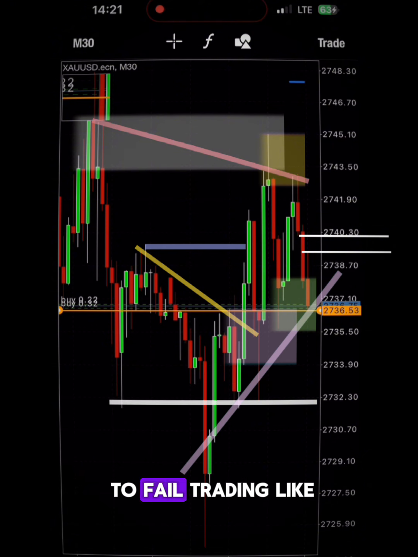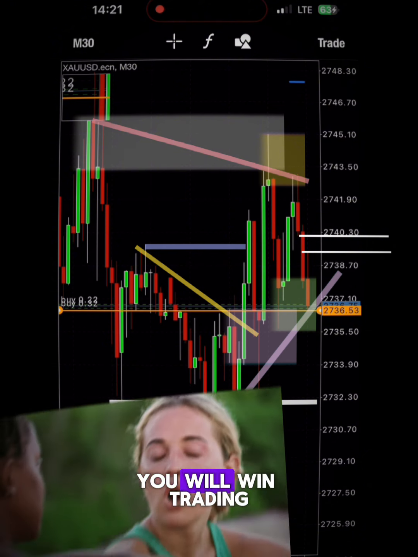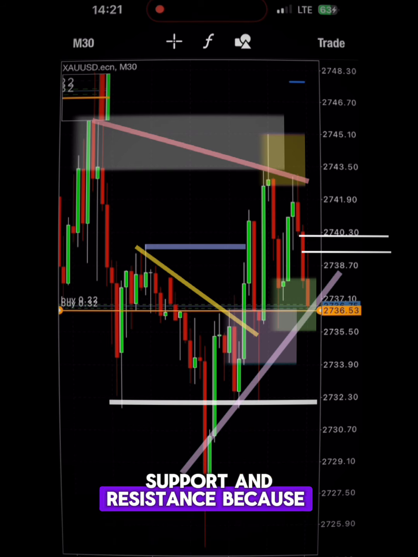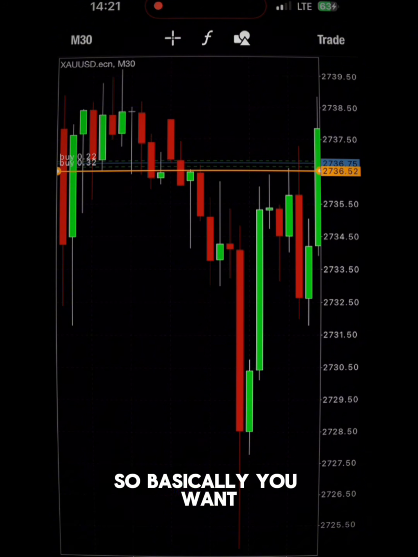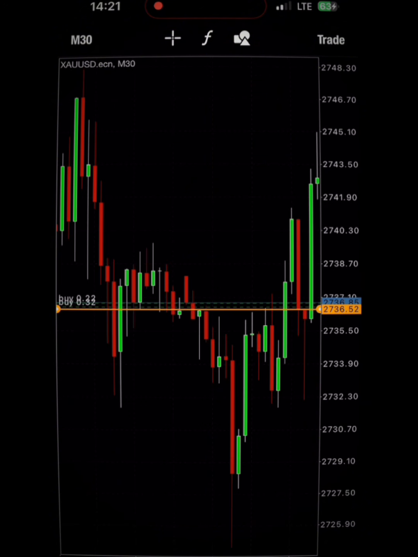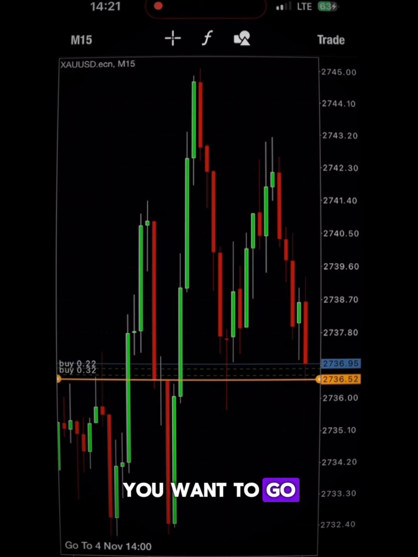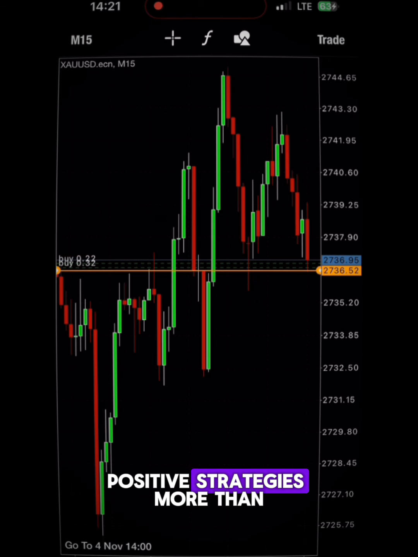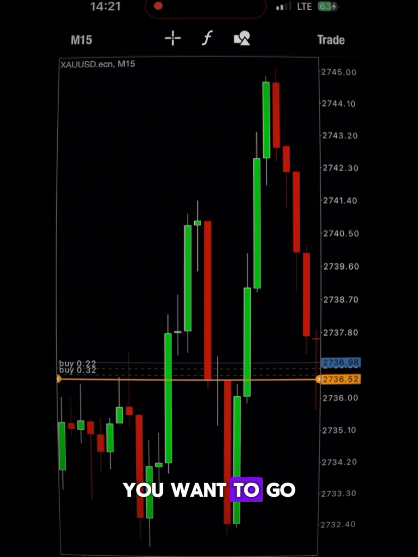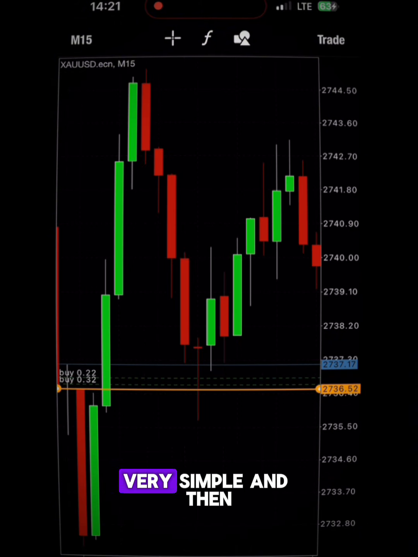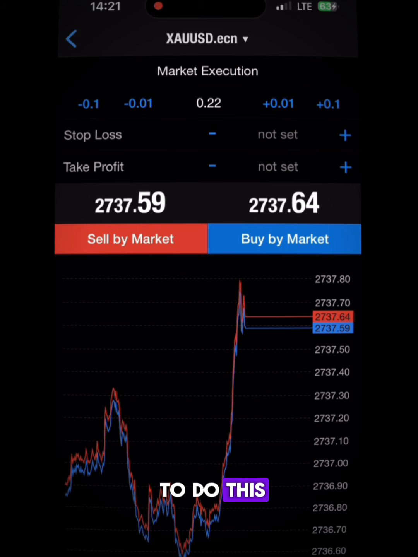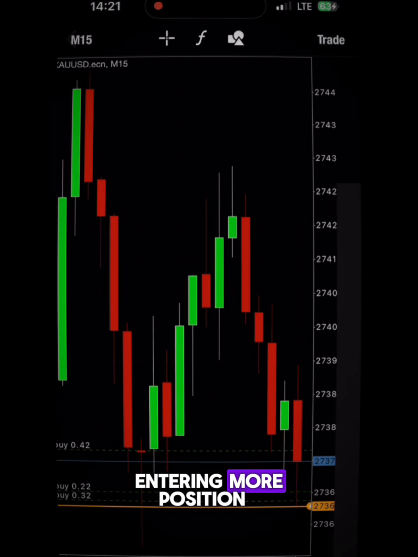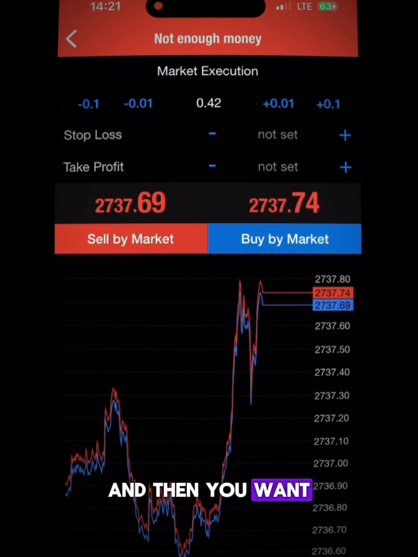So if you were to fail trading the breaker block, you will win trading the support and resistance, because it is still following the same bias. So basically, you want to be gauging both strategies. If the negative strategy is more than the positive strategy, you want to go with the negative. If the positive strategy is more than the negative, you want to go with the positive. It is very simple. And then when you have spammed the entry, if you see price going up, you want to start entering more positions, and then you want to play on your chart 24/7.